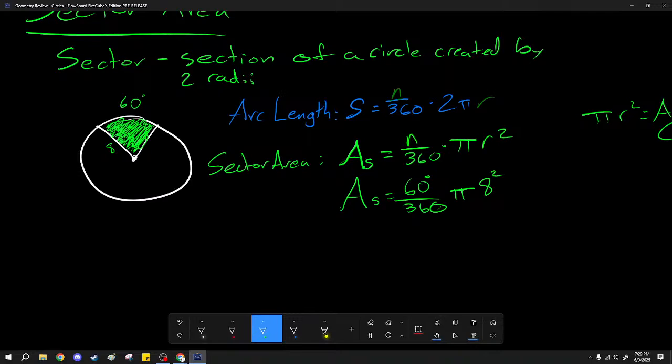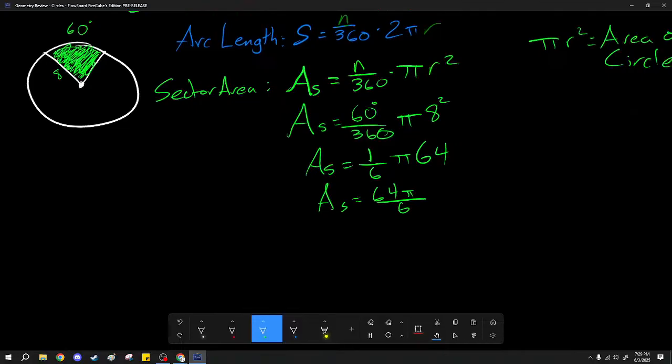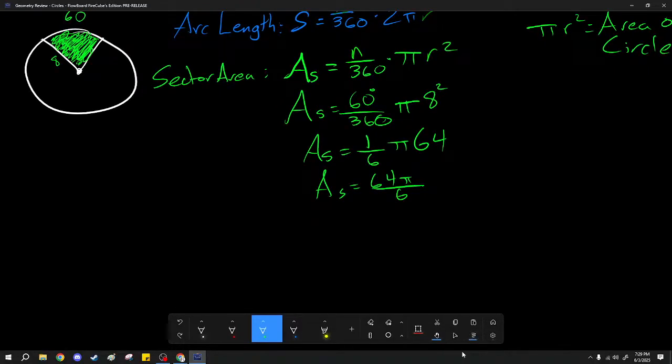I'm going to reduce this fraction. I chose 60 because it's an easy number to work with when it comes to 360. 60 goes into 360 6 times, so this becomes 1/6 pi 8 squared. 8 squared is 8 times 8, which is 64. I'm going to combine them all into one fraction again. Area of a sector is equal to 64 pi over 6. I see that these are even numbers, so I'm going to reduce them. You don't have to. You're going to get the same result if you plug it in up here as you do down here. I am just showing you how to reduce it and why I like doing it.